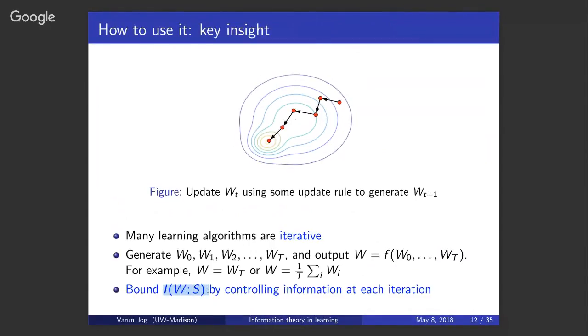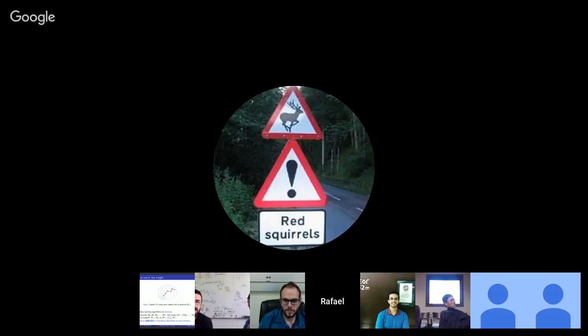So let's try to control it by controlling the information at each iteration. Roughly, you start from W0, you end up at WT. If you could somehow bound how much information there is in each iteration, you could add up all these chunks of information and get that the total information between where you land and the data set S has to be upper bounded by some reasonably easy to calculate quantity. So that was the idea: let's look at stepwise mutual information and try to get bounds on that.